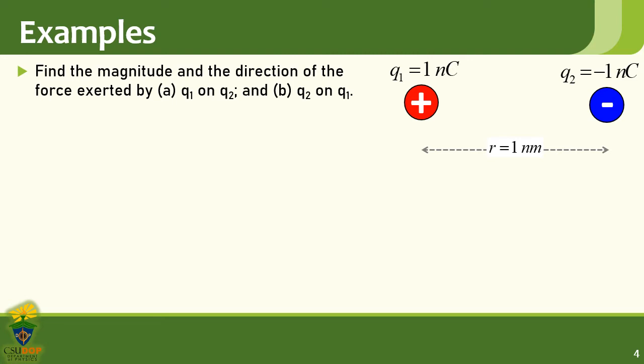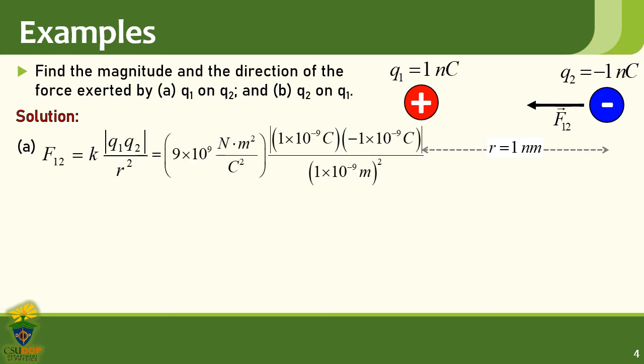For the first problem, the direction of the force exerted by Q1 on Q2 is directed towards Q1 or to the left. Note that Q1 will pull Q2 towards itself since opposite charges attract. Knowing the direction, we solve for the magnitude using Coulomb's law. We then substitute using the given values. Note that we converted the given units to standard units, such as the nano prefix, which means times 10 to the negative 9. We then get a magnitude of 9 times 10 to the 9 newtons.